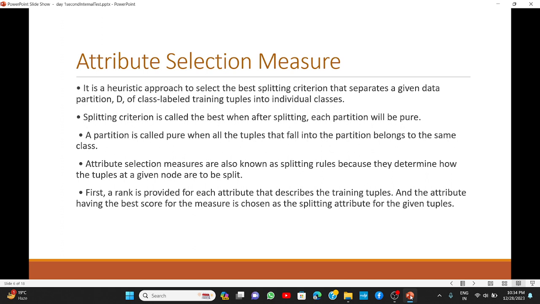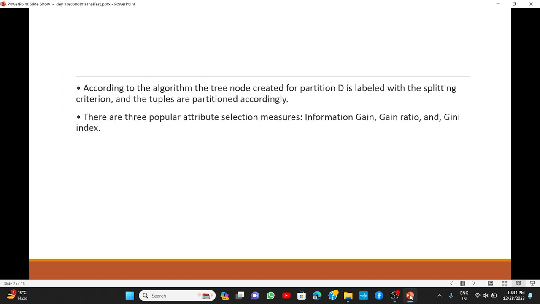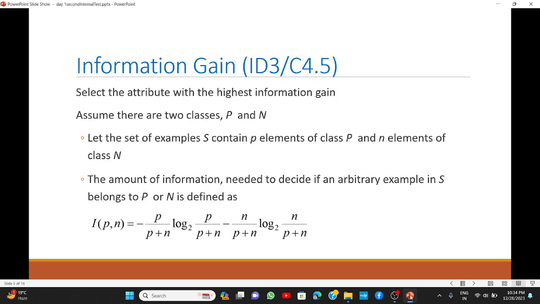Attribute selection measures are also known as splitting rules because they determine how the tuples at a given node are to be split. First, a rank is provided for each attribute that describes the training tuples, and the attribute having the best score for the measure is chosen as the splitting attribute for the given tuples. According to the algorithm, the tree node created for partition D is labeled with the splitting criterion and the tuples are partitioned accordingly. There are three popular attribute selection measures: information gain, gain ratio, and Gini index.